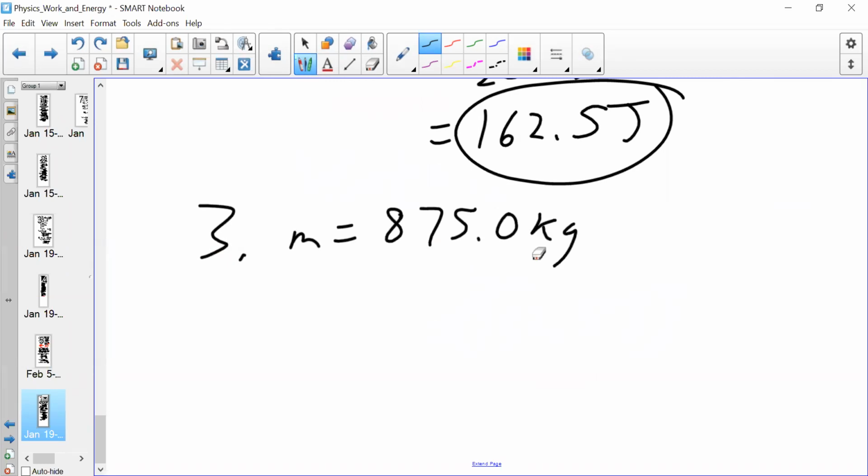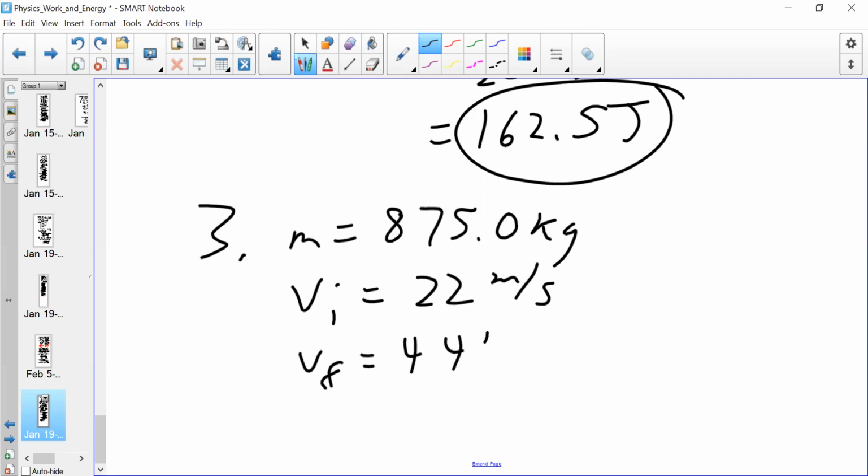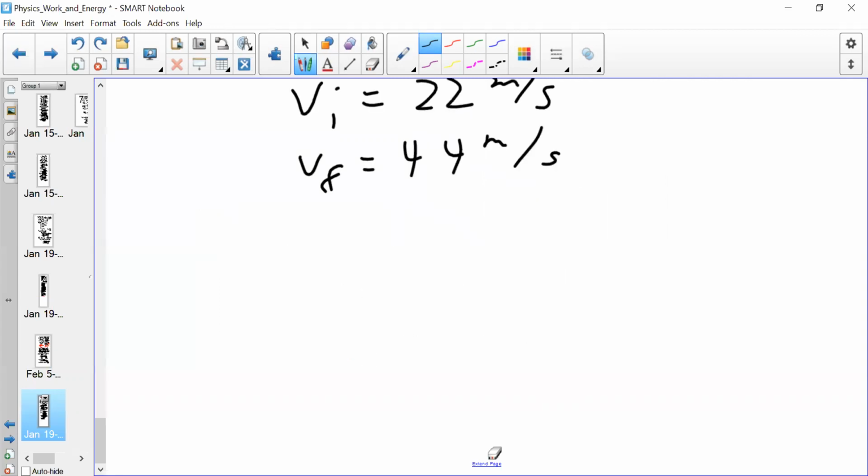So it goes from 22 to 44. What are the initial and final kinetic energies of the car? How much work is done on the car to increase the speed? So this was pretty standard if you are following the concept of work and kinetic energy. So we're just going to do it one by one.